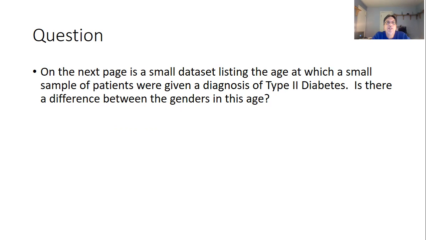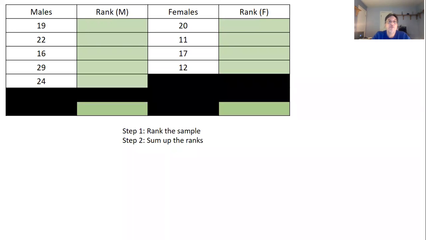Okay, next page is a small data set listing the ages at which a small sample of patients are given a diagnosis of type 2 diabetes. Is there any difference between the genders in these ages? That's sort of a poorly written question. It should be the ages at which these genders get diagnosed with diabetes. So we're going to have a list of something like a level of blood sugar, is what I would expect, split up for the males and the females.